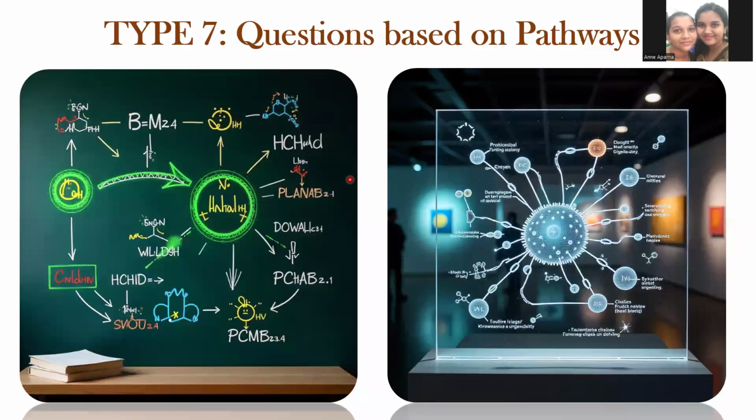Next would be questions based on pathways. So metabolic pathways or chemical pathways. So this is again very common with life science, right? We'll have a lot of reactions that happen, biochemical reactions that happen, in plants or animals or developmental processes. So based on those pathways, they will ask you questions.